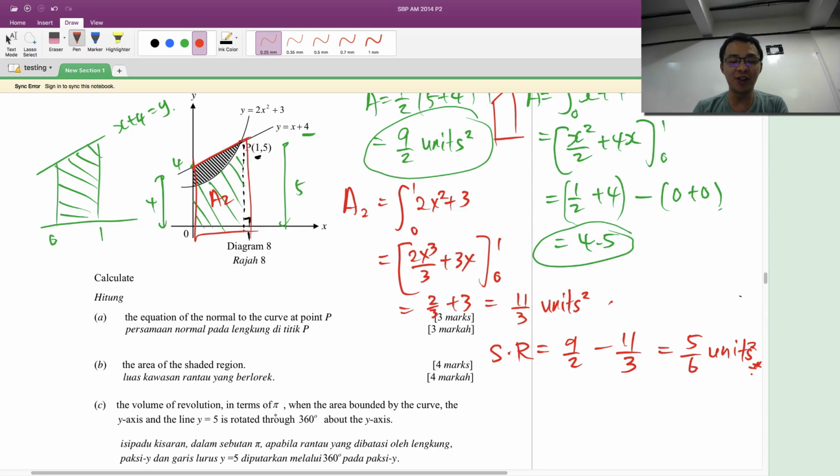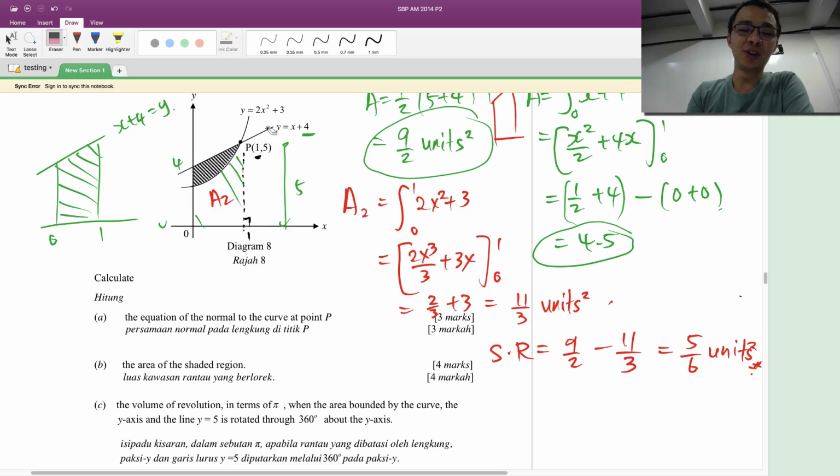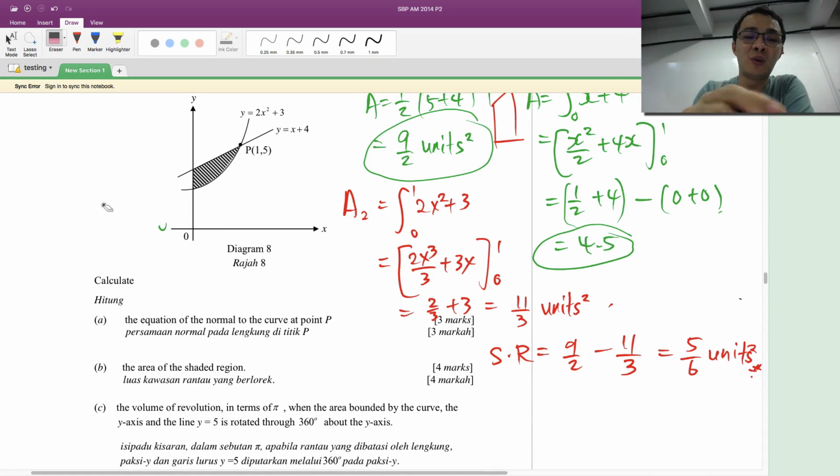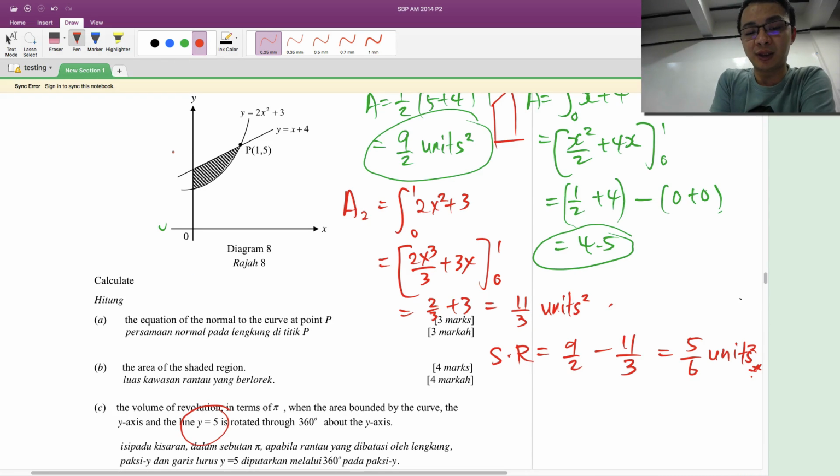So the volume of revolution in terms of pi, when the area bounded by the curve, the y-axis and the line y equals 5, is rotated 360 degrees about the y-axis. Over here, what I will do is draw that line y equals 5. This line is not stated there, but I know they are referring to this line. I call this line y equals 5. So the area bounded by the curve, the y-axis and y equals 5, basically they are talking about this area.